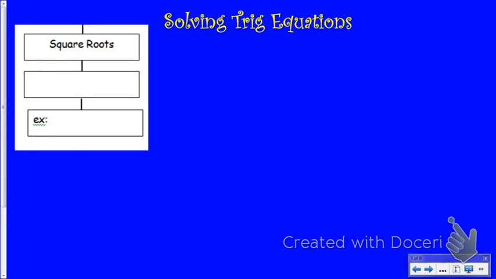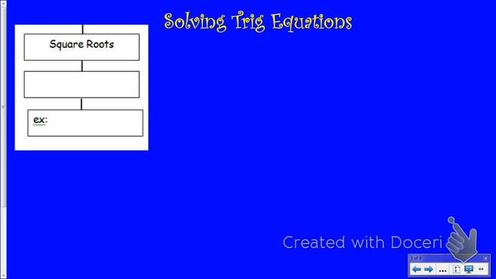Okay guys, what we're going to do today is basically a combination of the past 2 weeks or so. And we're going to be solving trig equations. Now you've already solved trig equations on several different occasions, but what we're going to do now is basically combine everything we've learned together to solve all the different types of trig equations you could possibly see.